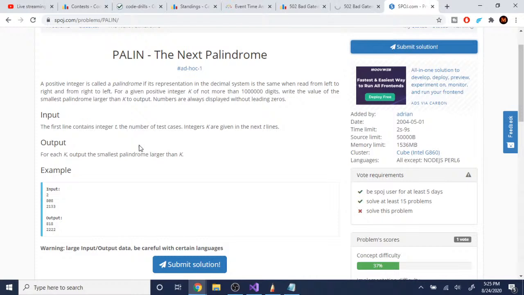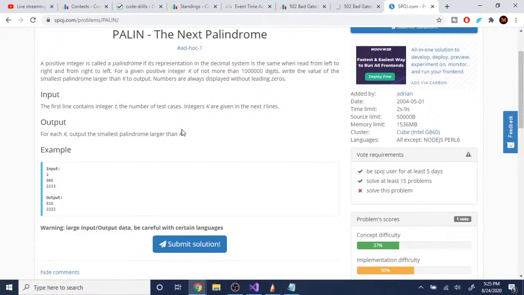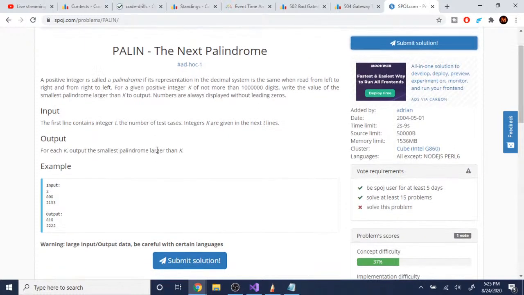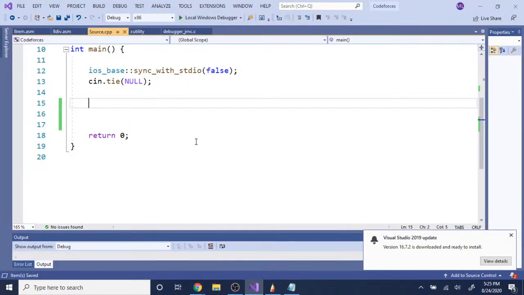First line, T, number of test cases, then K integers are given in the next T lines. Okay, so we want to create a palindrome, right? Write the value of the smallest palindrome larger than K to output. Okay, this is a bit hard.